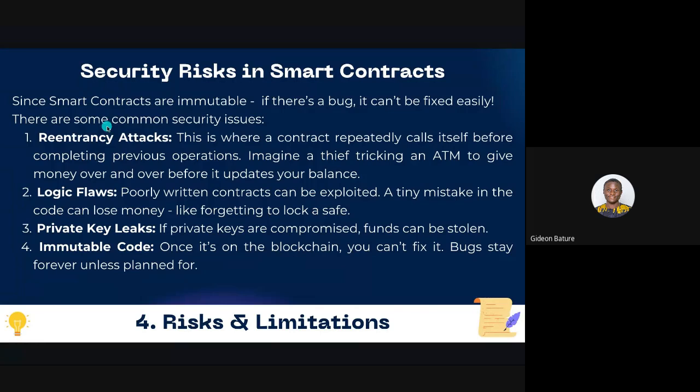Another issue is logic flaws. When you write a poor smart contract that doesn't check properly, that contract can be exploited. So a tiny mistake in your smart contract can even lead to a point where you write a contract that locks money in a safe, and you forget to write a function to be able to retrieve that money back from the safe. That's all. So any money that goes to that safe is locked forever. There's nothing you can do about it. So that's why even with logic flaws, that's from your own end as a developer, you can have that issue.